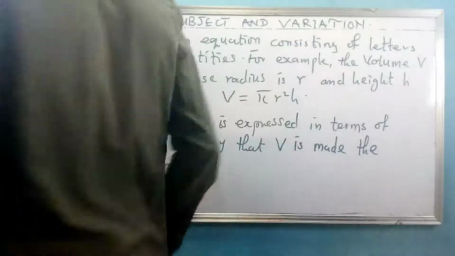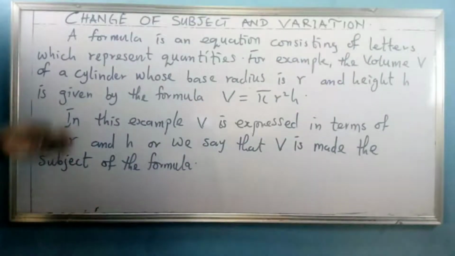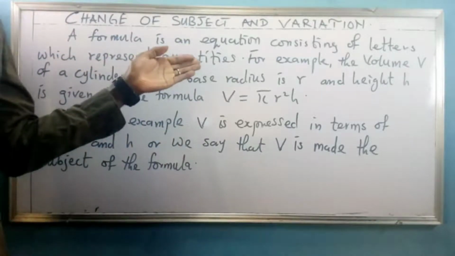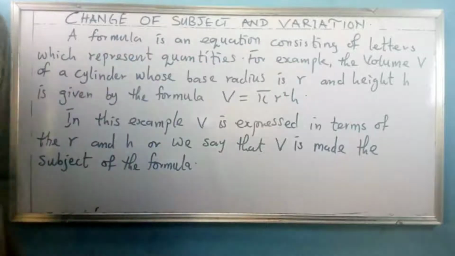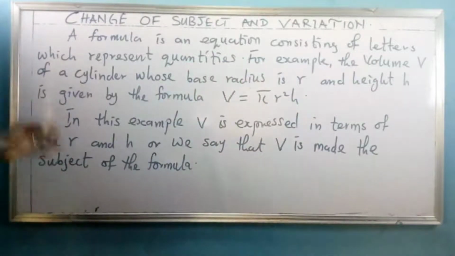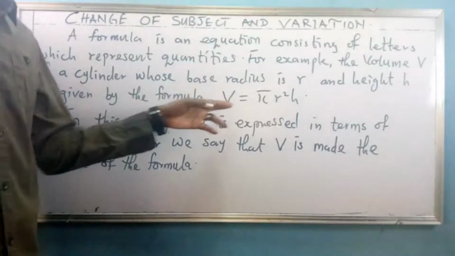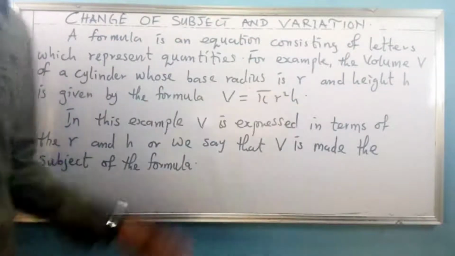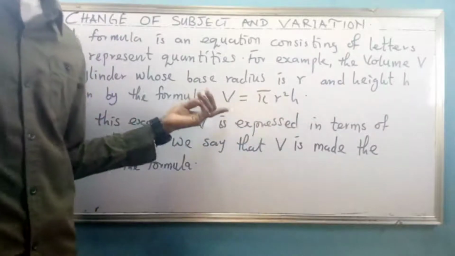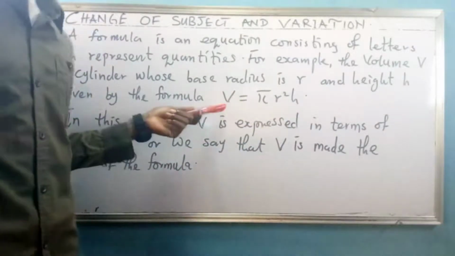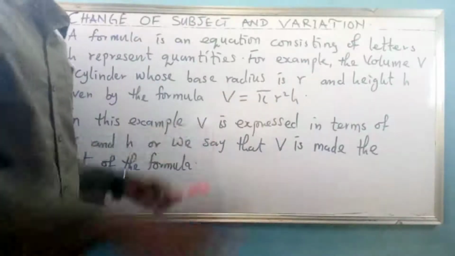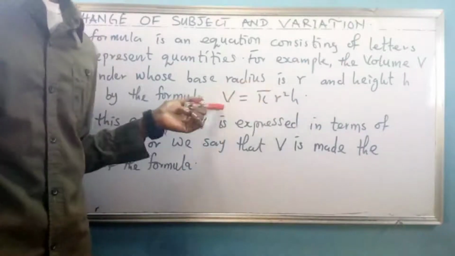Let's go to class. When we're talking of subject of formula, what does it mean? The formula is an equation consisting of letters which represent quantities. Do you get that? Represent quantities. For example, we have the volume V of a cylinder whose base radius is r and the height is h, given by the formula V equals pi r squared h. So now you can see that V is the subject. This one that leads the team is the subject, and all other things are under it.